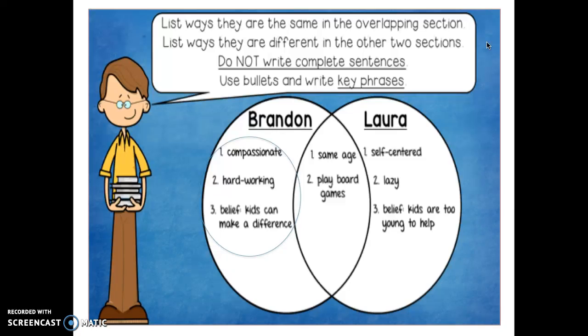Now let's look at Laura. She was self-centered. Remember, any money that she earned, she wanted to buy a shirt. Number 2, you could say she's lazy. She said, no, raking leaves is exhausting. And then number 3, she believed that kids are too young to help. I'm not so sure that I agree with her. I think I agree with Brandon more. Don't you? Say yes with me.